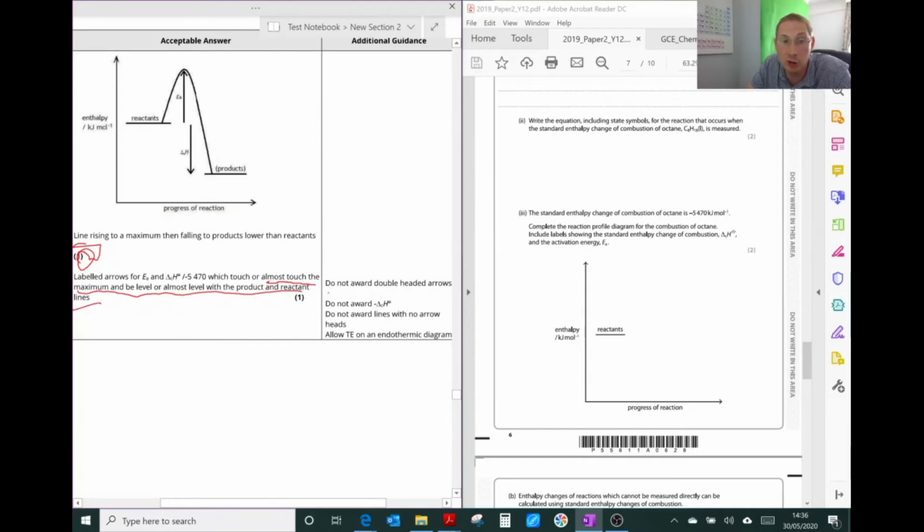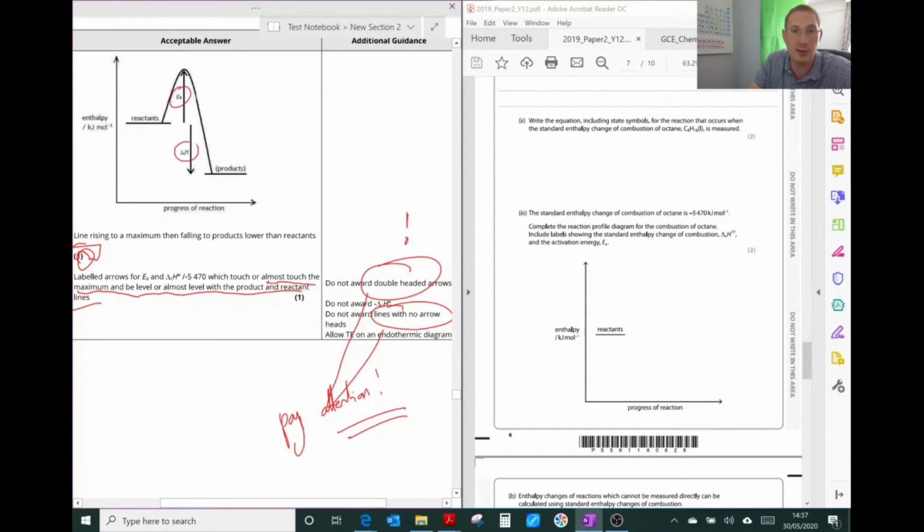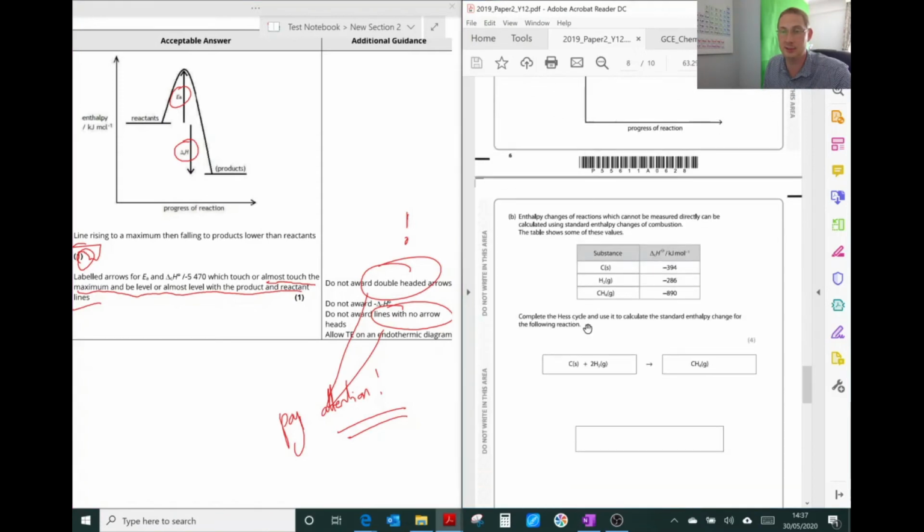Okay, do not award double-headed arrows, right? Do not award lines with no arrow. Their signs are really important, so please pay attention here. You have to show a single-headed arrow so that you can correctly show the direction of the energy. Activation energy is positive, it takes energy. This reaction is exothermic, so the overall energy change is negative.